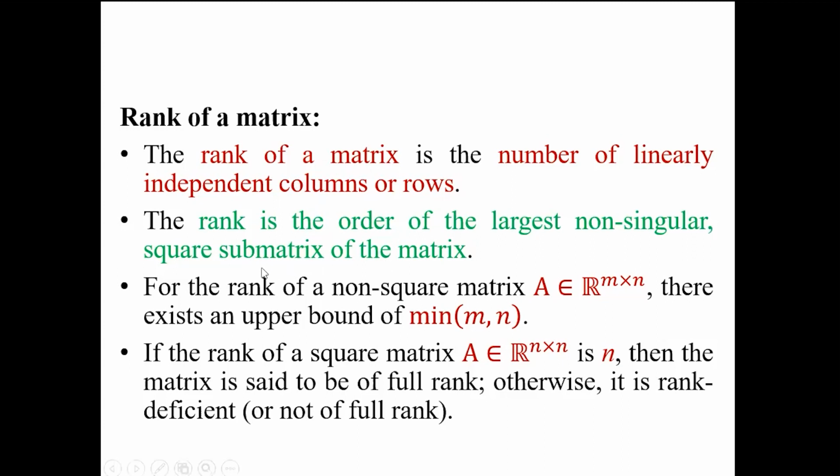Again, we can also define the rank to be the order of the largest non-singular square submatrix of the matrix. This is the approach we used in those days to find the rank of a matrix. We look at the matrix and try to find the determinant. If the determinant is non-zero, then we say the rank of the matrix is n. If the determinant is 0, then we look for the next lower submatrix and find its determinant. If it is non-zero, we say the matrix is of rank n minus 1. So the rank of a non-square matrix is constrained by the minimum of m and n. A matrix is said to be fully ranked if its rank is actually n.